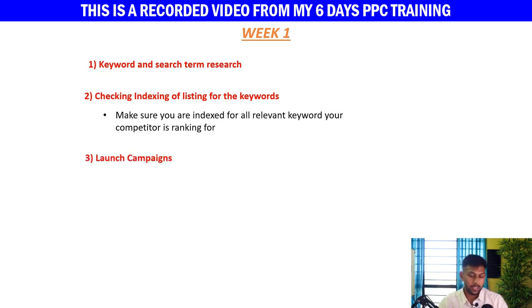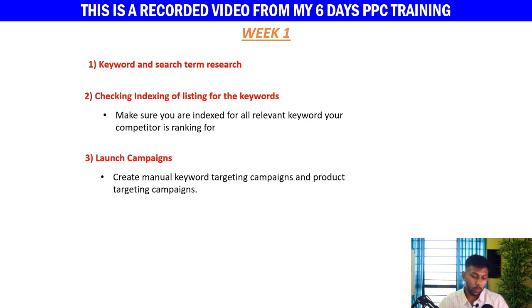Okay. Now the third point in the step, write down launch campaigns. We have done the keyword research. We have checked the indexing. Now we have to launch the campaigns. So in the facilitate, straight to the launch campaigns, write down: create manual keyword targeting campaigns and product targeting campaigns. Now we do not go for automatic straight away.